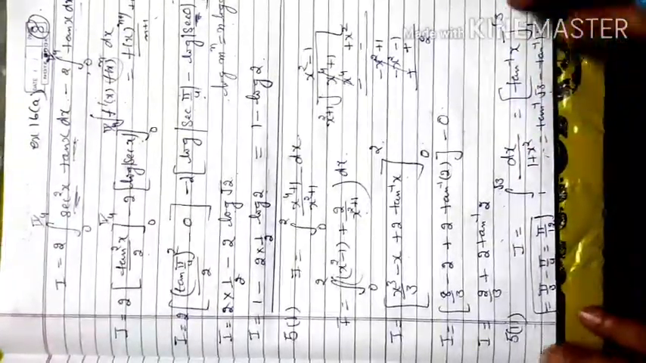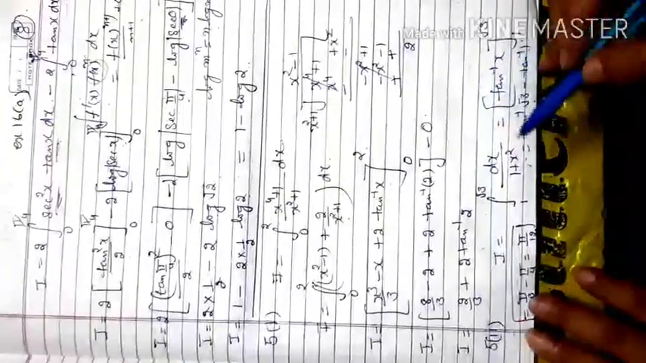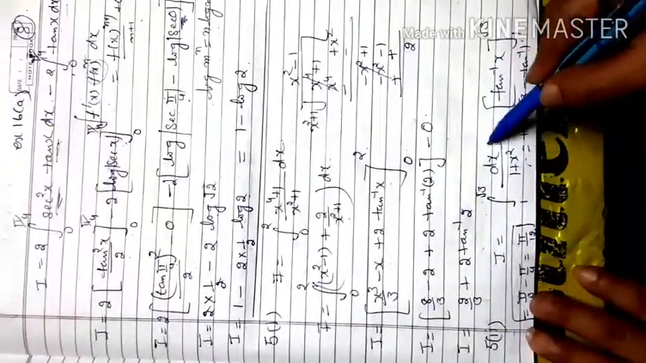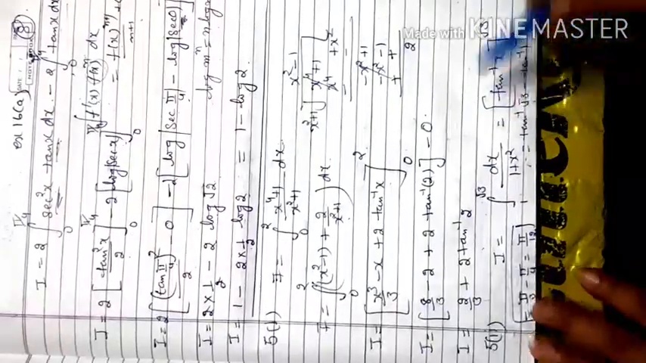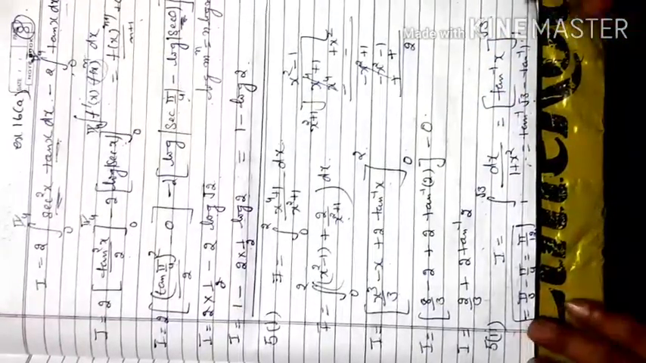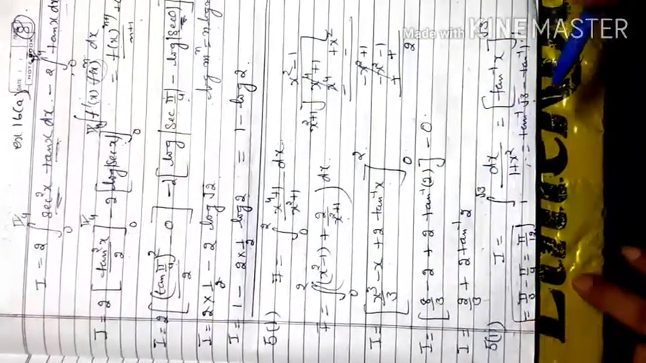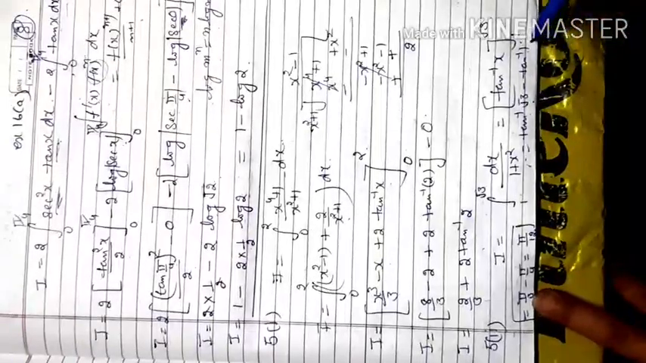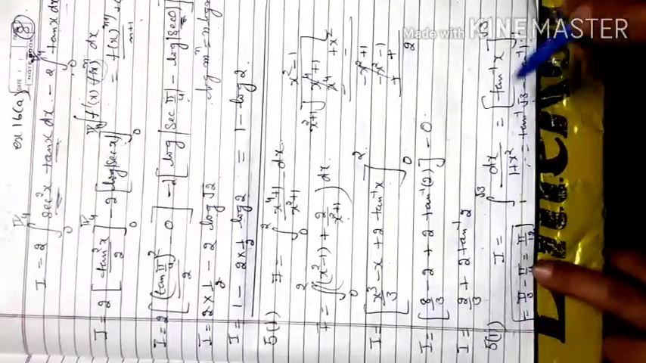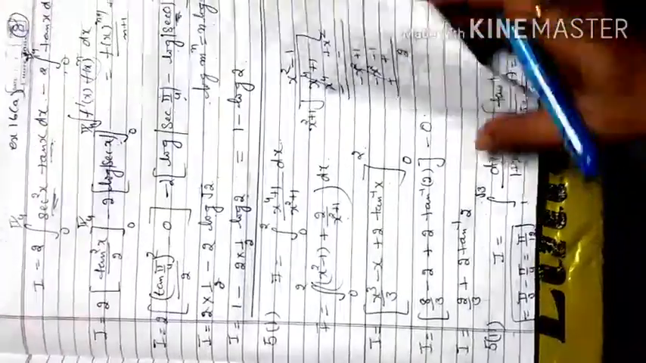Next is fifth question, second part. In this, you are directly given the integral from 1 to root 3 of 1 upon 1 plus x square dx. Integration of 1 upon 1 plus x square is tan inverse x. Apply the limit: tan inverse root 3 minus tan inverse 1. So that is pi by 3 minus pi by 4, which is equal to pi by 12.